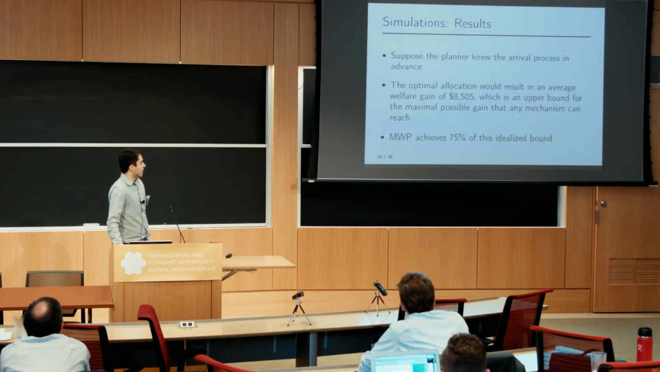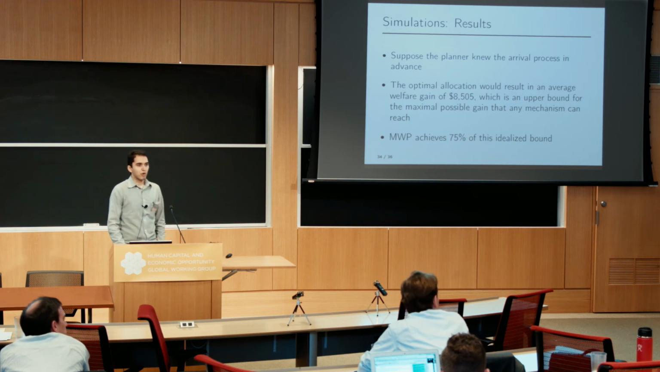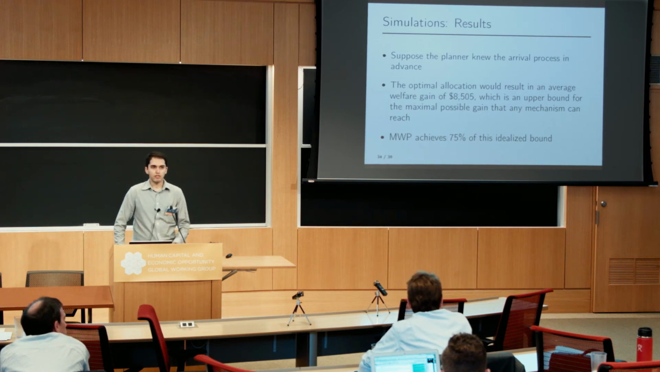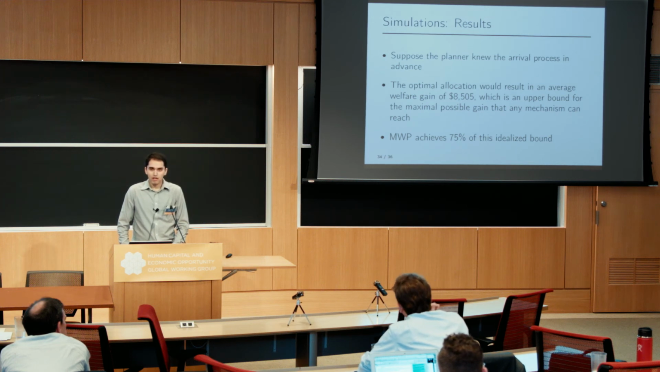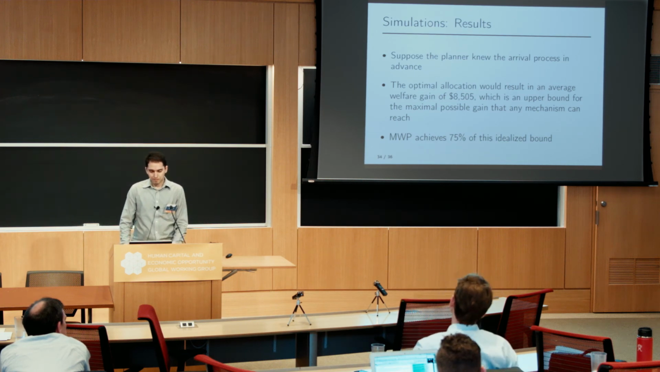As a further benchmark, the last row in the table tells you what the ex post welfare gain would be under this idealized benchmark, where you know everything about the allocation procedure in advance. So if you have a social planner who knows everything perfectly, what's going to arrive, and they know everyone's preferences, they can perfectly match people with apartments. And that would achieve an $8,500 welfare gain according to the simulations. And so MWP achieves 75% of that bound. So we get 75% of this unattainable but idealized benchmark.